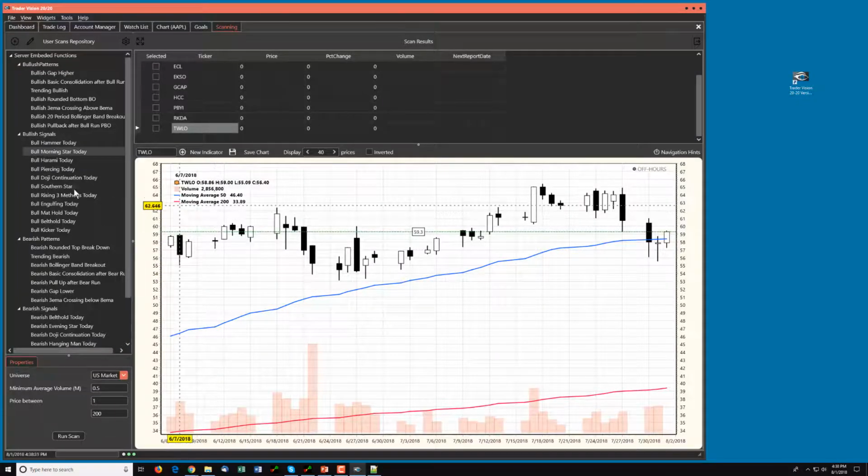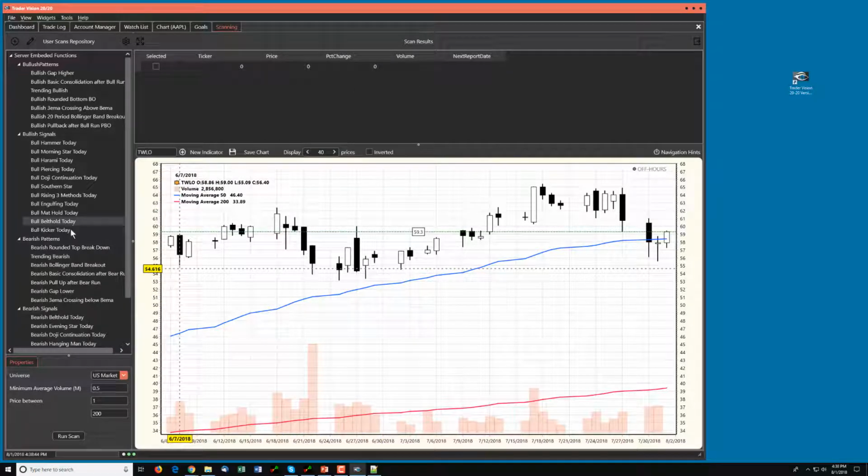And not every scan is going to find results. So for example, let's just look at belt hold. That's usually one that comes up dry. And let's see what we come up with. Yeah, see, we come up with no results. So there was no belt holds today, and that's actually kind of typical.